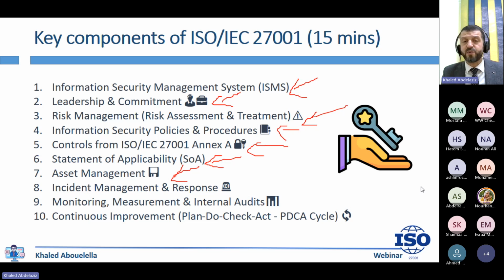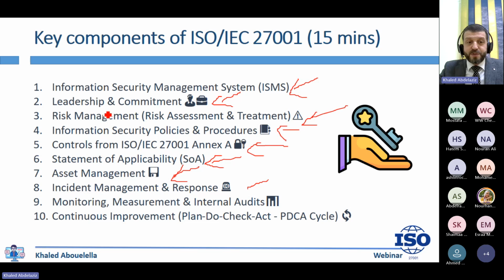And by the way, if you are interested in asset management, you can use ISO 55001 asset management system.